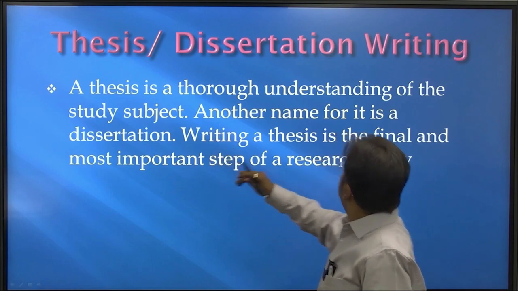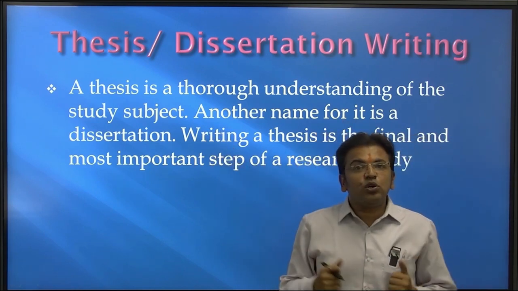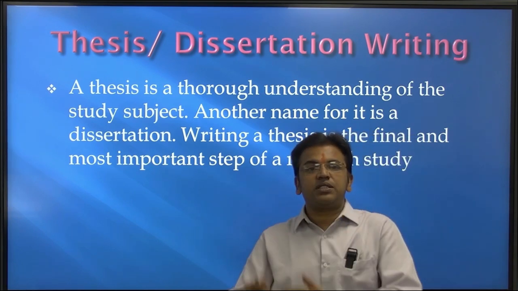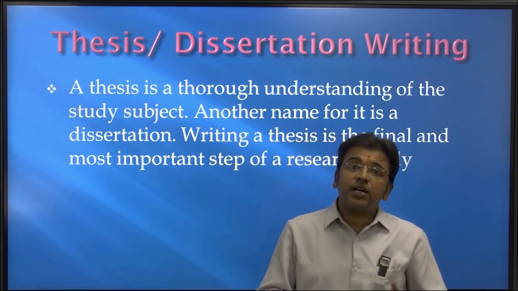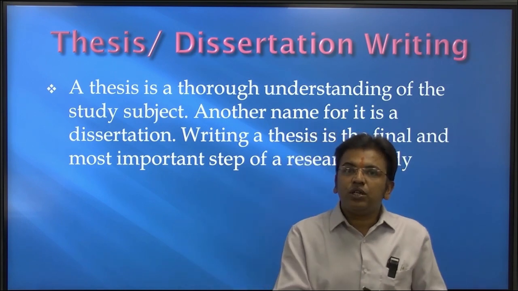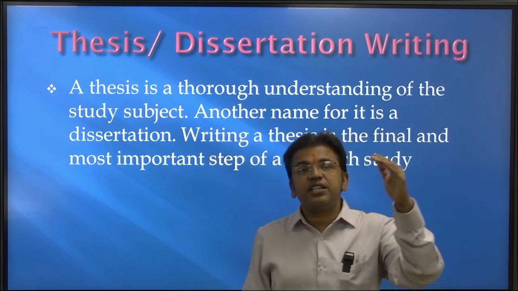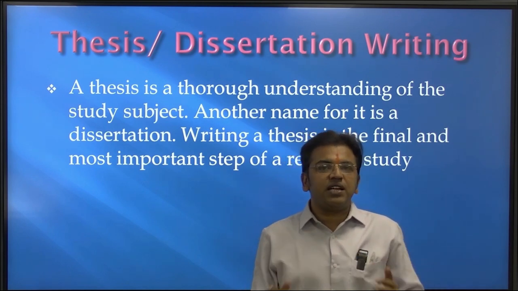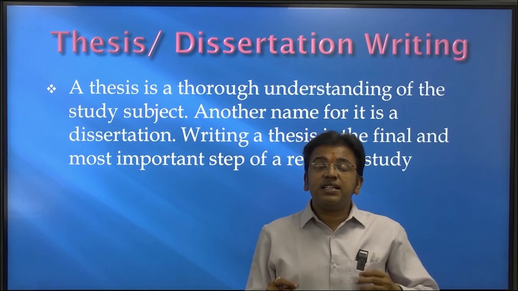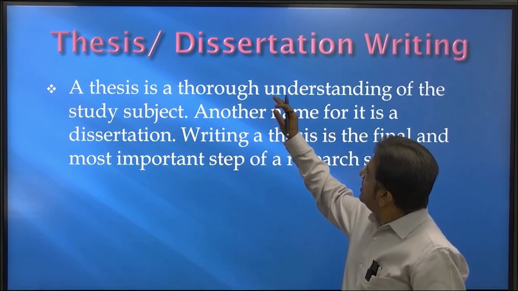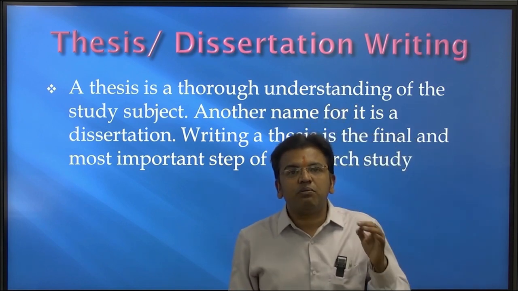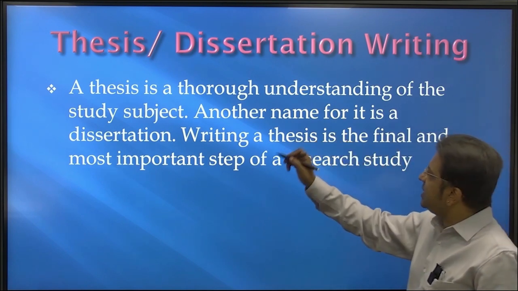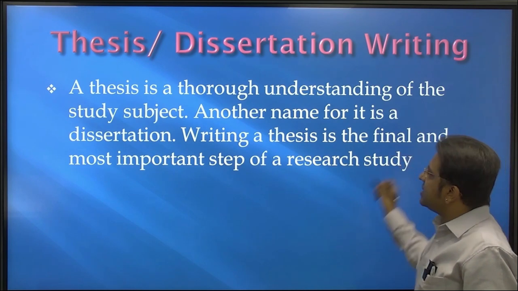Now, thesis, dissertation, writing. As I have told you, the aptitude of the research is all about how you are going to start your research and how you are going to conclude it. Because it's your aptitude which has brought you to the last stage of writing of a thesis. If your aptitude towards research is very clear, very positive, and it is somewhat transparent, your thesis or dissertation writing is up to the mark. So a thesis is a thorough understanding of the study subject. Another name for it is a dissertation.